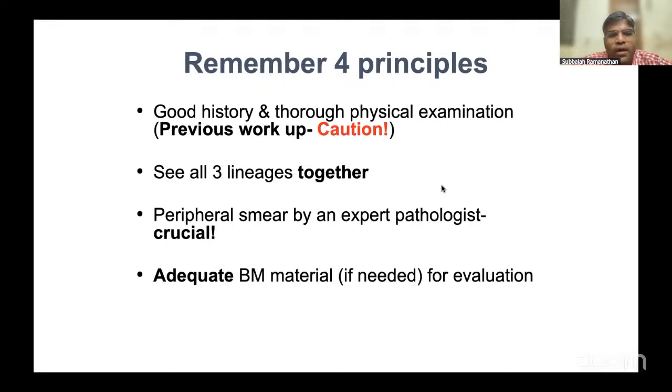to look at on the slides, what to look for really. And the last is, in case a bone marrow material is needed, ensure an adequate bone marrow is aspirated and the biopsy is adequate. A suboptimal material may not give you a proper diagnosis.